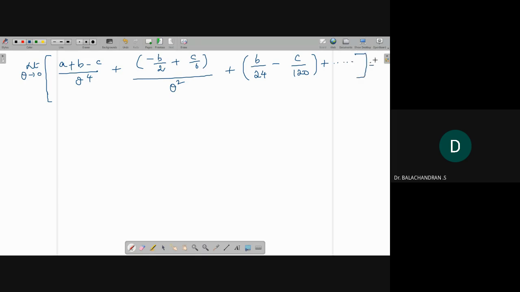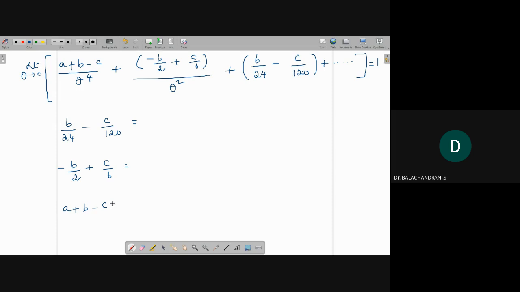So equal to 1. So now I am going to ask you a question. What is the value of b by 24 minus c by 120? Okay, that is my first question. Second question, what is the value of minus b by 2 plus c by 6? And then the third question is, what is the value of a plus b minus c? So if you know, you can tell, and also you can tell the reason.